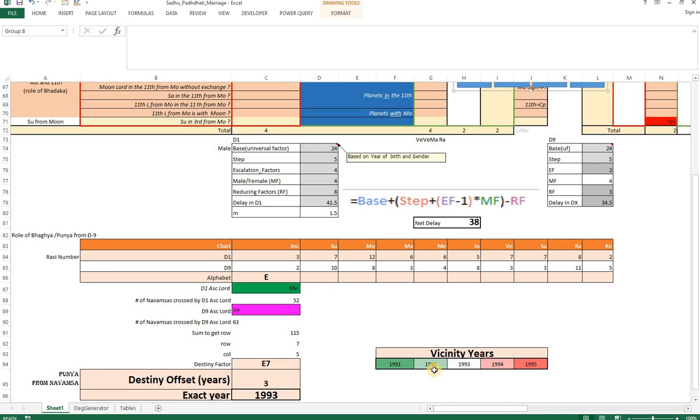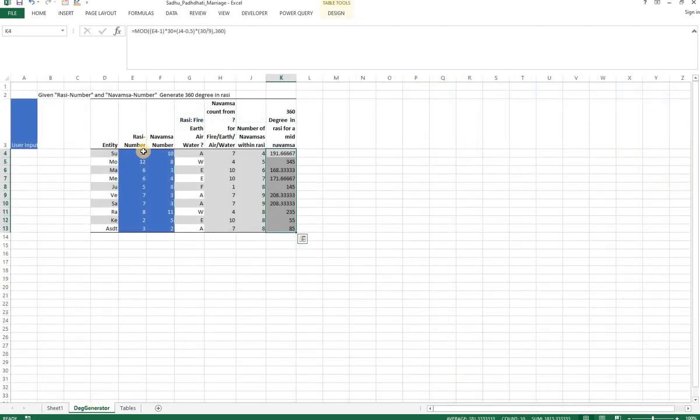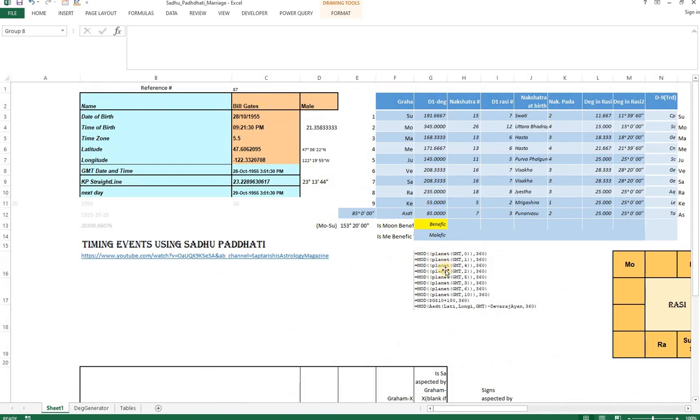So if you are going to use it for a new chart, what you have to do is put in your Rashi number and the Navamsa number for the chart if you know that. Otherwise, if you want to just evaluate for multiple people, you put these formulas back here. Just choose the reference number from your database, as I put in from other videos. Choose the name, it will choose the name as per the reference number, and it will calculate the degrees. Once the degrees are calculated, all these are automated in this Excel.